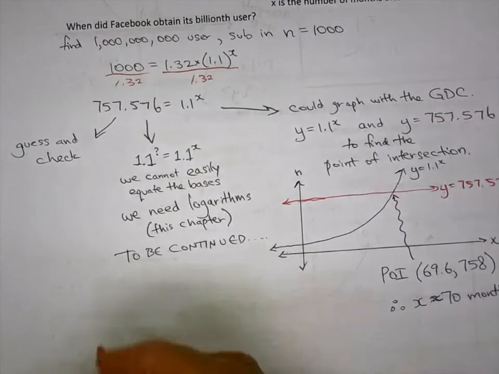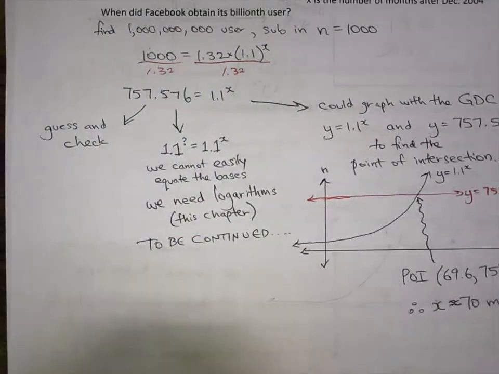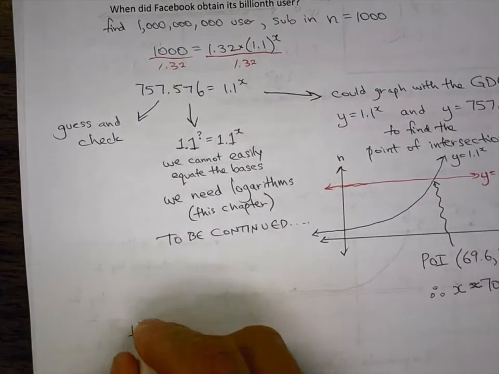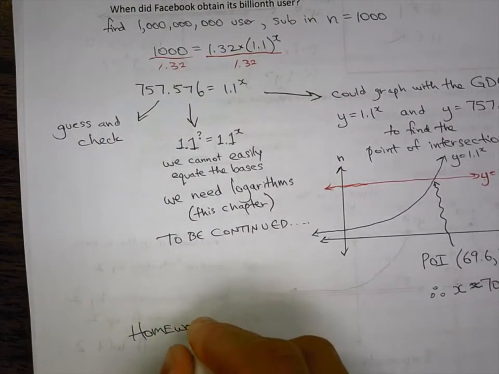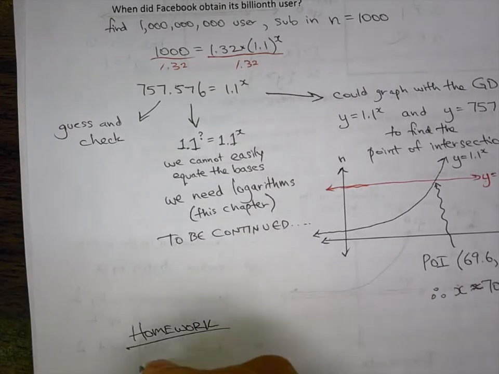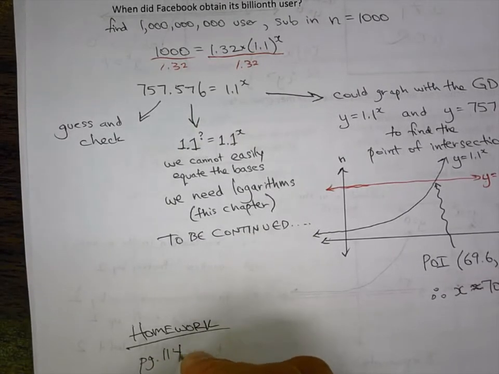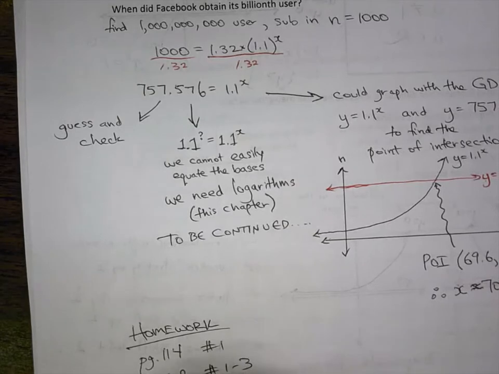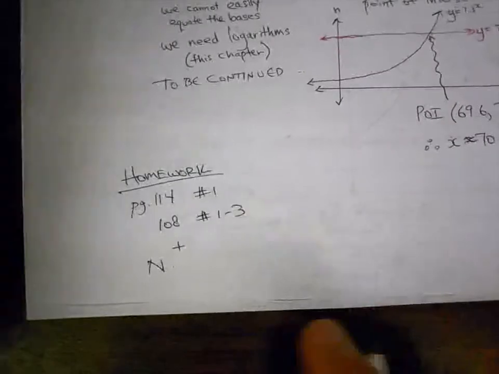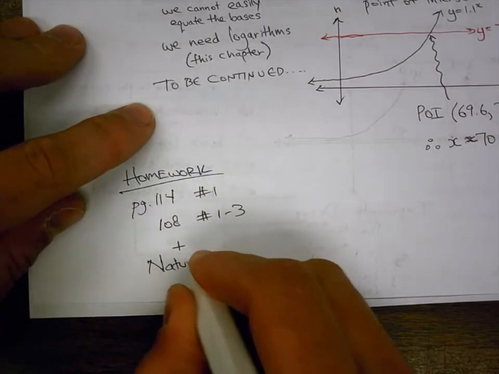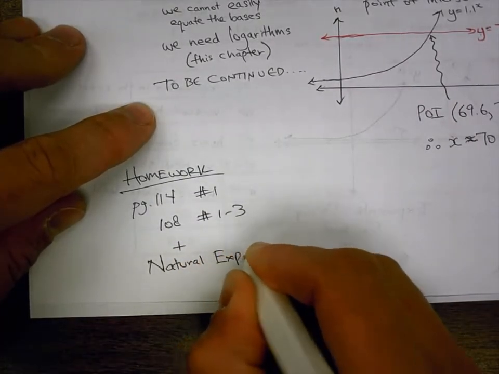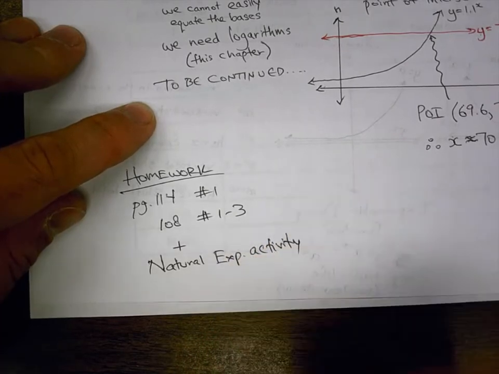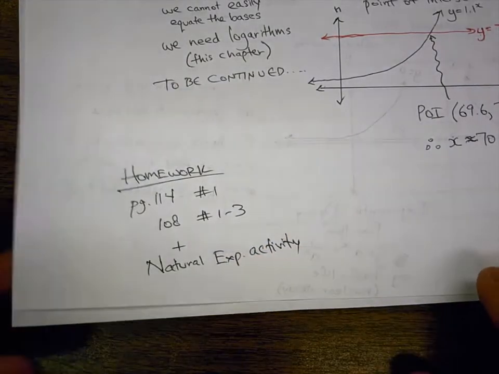Okay, your homework is, that's it. Sorry, that's it for exponential functions. Really, we're ready now to move on to the unknown, which is logarithms. Our homework, though, to make sure we're comfortable with this, is page 114, number 1, page 108, number 1 to 3, plus the natural exponential activity, which is part of this lesson.